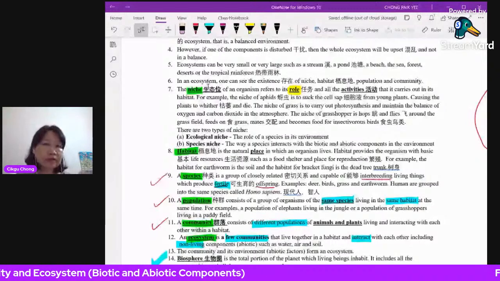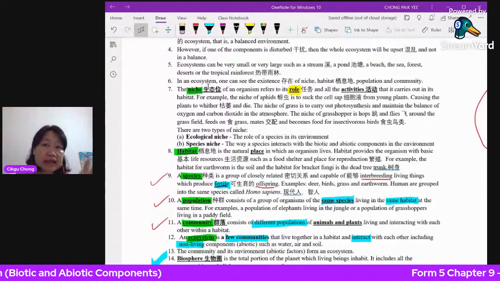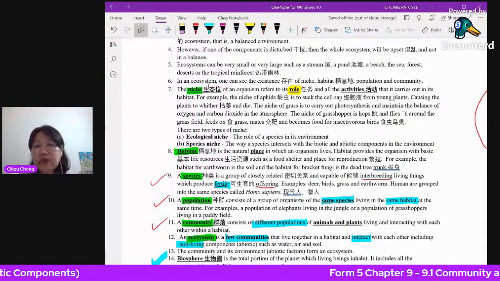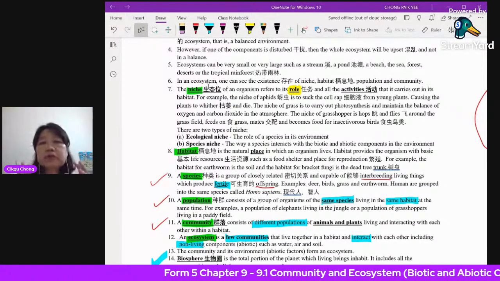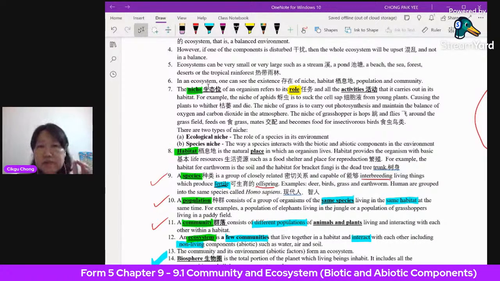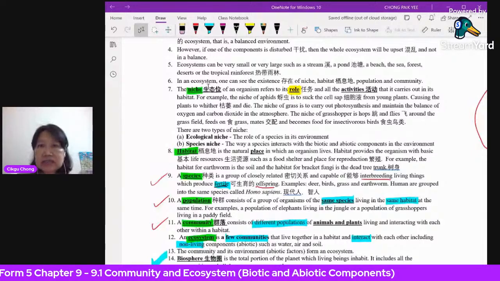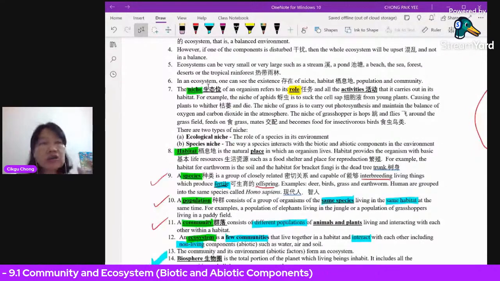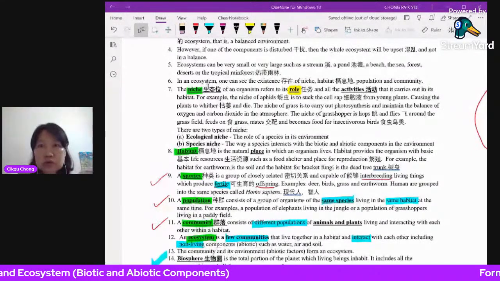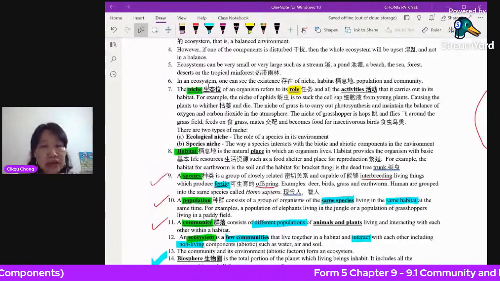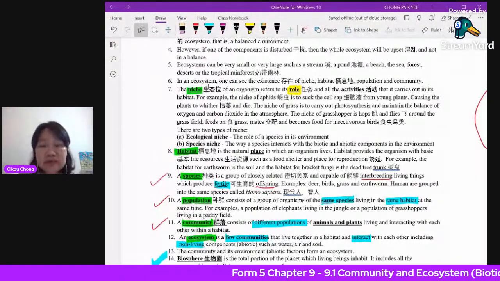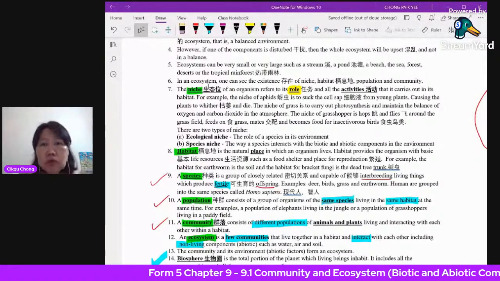For example, I'll give you an example. Let's say green plants. Green plants play a very important role, right? What do they do? They produce food. They are the producers. So the niche of that plant is they act as producers. They convert the sunlight into carbohydrate, into starch, which the other animals can make use of. They can eat it to get nutrients. So the role is, what did they do?